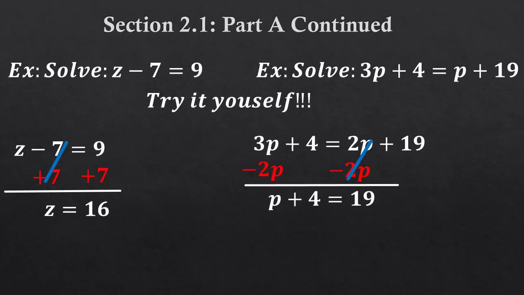Positive 4 equals 19. Finally, to solve for p, I need to remove the 4. It is a positive, so to remove it, I need to subtract 4 from both sides of the equal sign. The 4's will cancel out on the left, leaving the p by itself, and a positive 19 combined with the negative 4, which are unlike signs. I'm going to subtract and keep the sign of the larger number, will give me p equals positive 15.